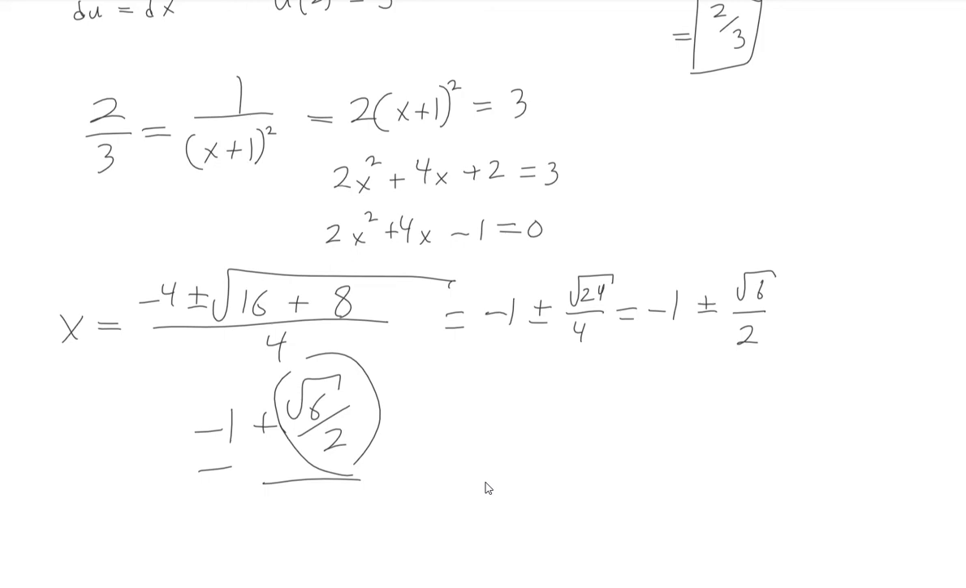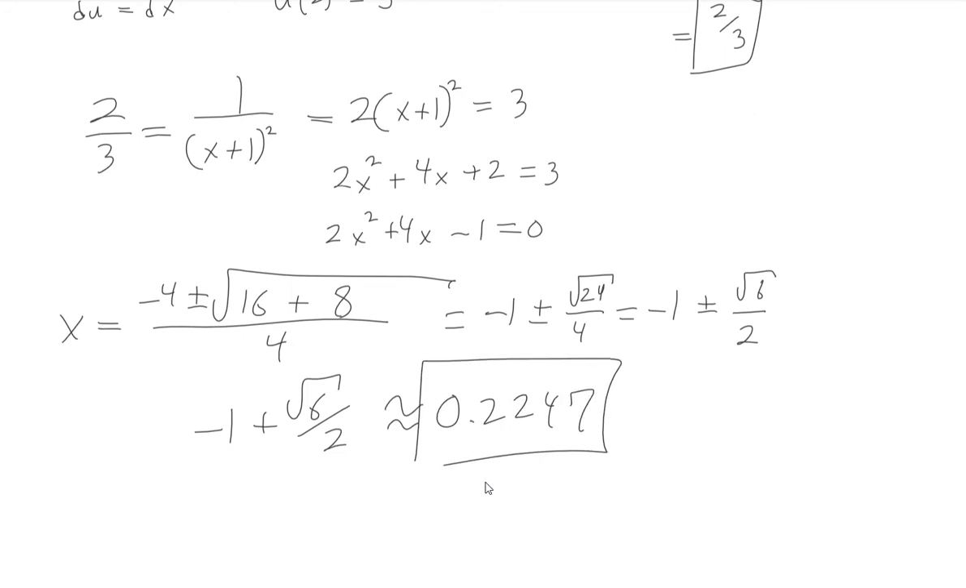But if you don't believe me, we can put that into a calculator and check. This approximates to negative 1 plus root 6 divided by 2, making sure the division's on the outside, you get approximately 0.2247. So that's about where it happens.